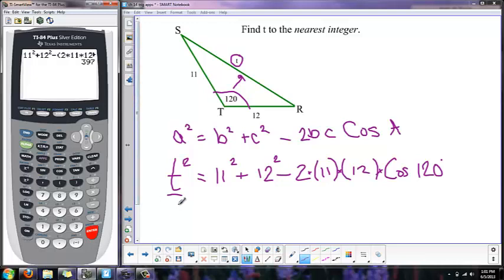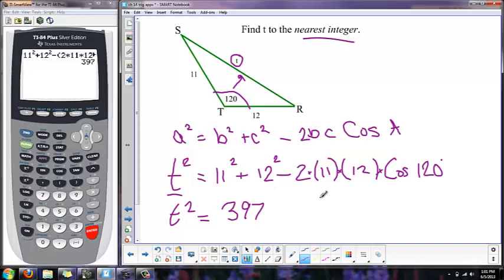that is what t squared is equal to. 397. So we're finding t to the nearest integer. T is equal to the square root of that, which is, now on the Regents exam, if you want full credit, you need to write out a couple of decimal places first, 19.9248, and then you can round it to the nearest integer after that. So t is equal to 20. That's going to be my final answer.